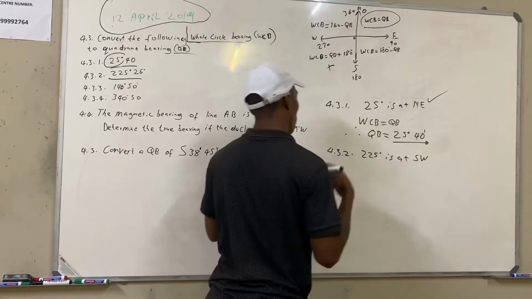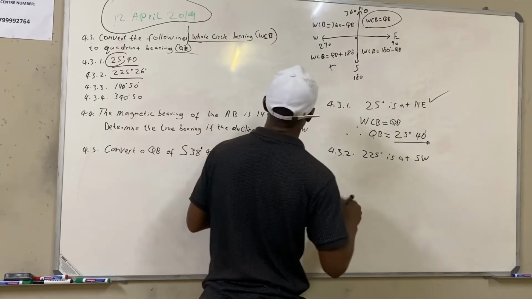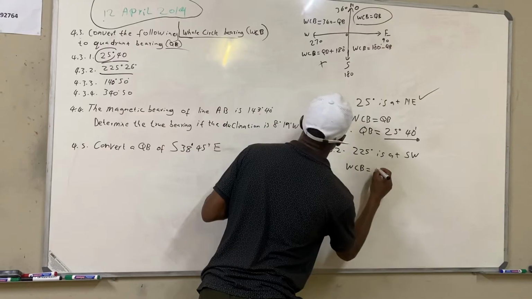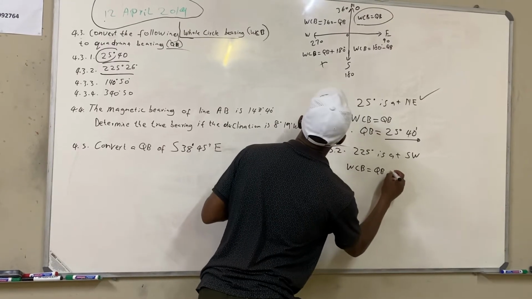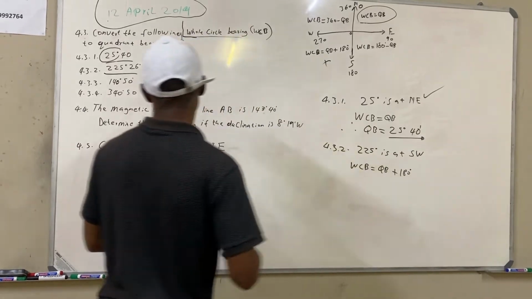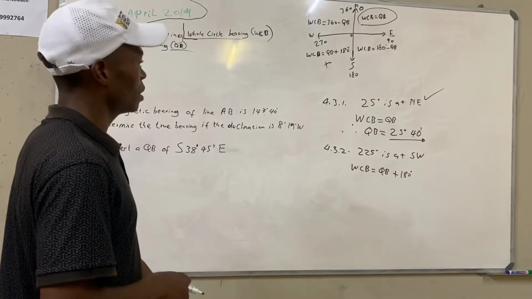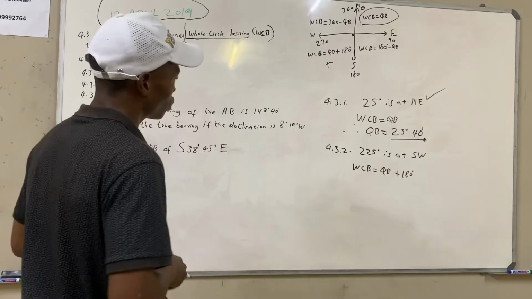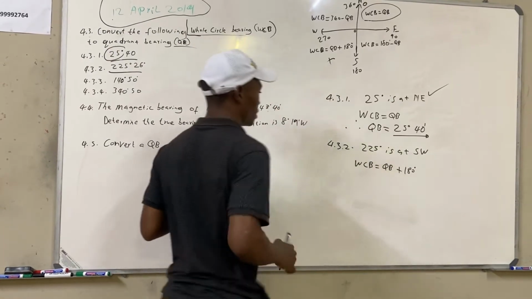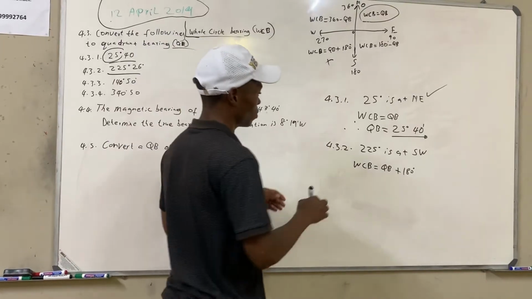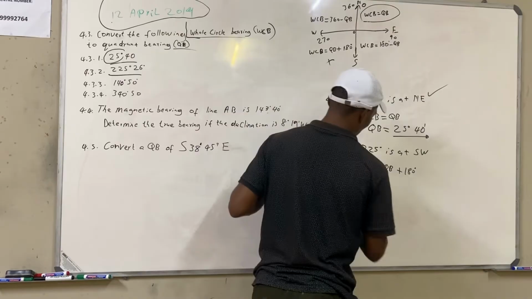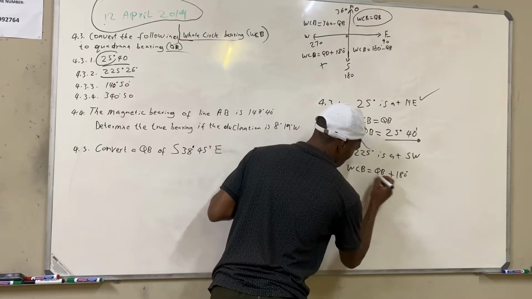Southwest. So under the southwest, we have the formula: the whole circle bearing is equal to the quadrant bearing plus 180 degrees. So let's check. We are calculating the quadrant bearing, which means we have to make the quadrant bearing the subject of the formula. So the quadrant bearing is this one.